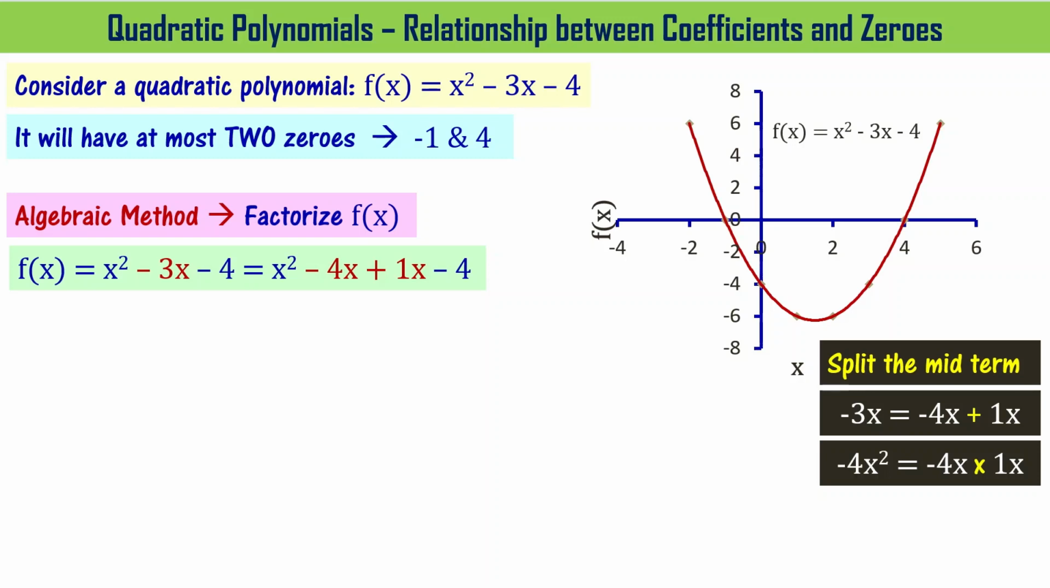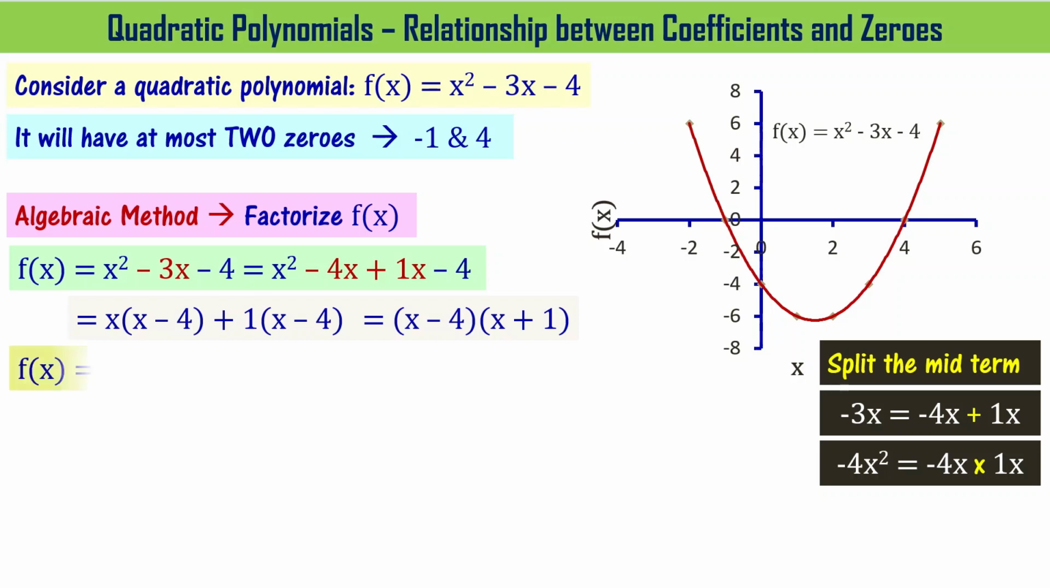If you take x as the common factor from first two terms and 1 as the common factor from last two terms, then you can write f of x as this. Now you can take x minus 4 as the common factor from both the terms. So when you do that, you can write it as x minus 4 times x plus 1, right? Let me now write f of x equal to x minus 4 times x plus 1.